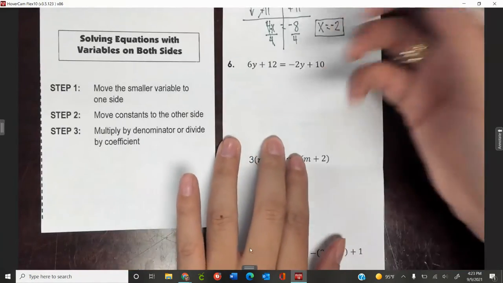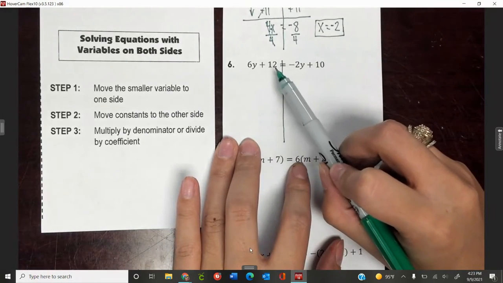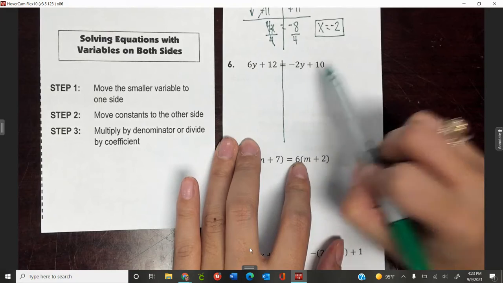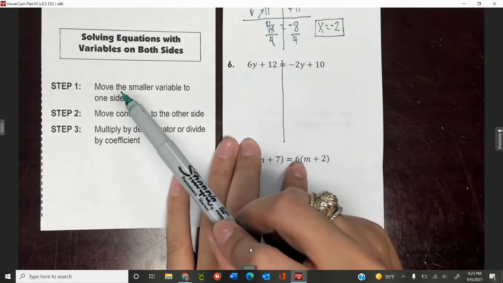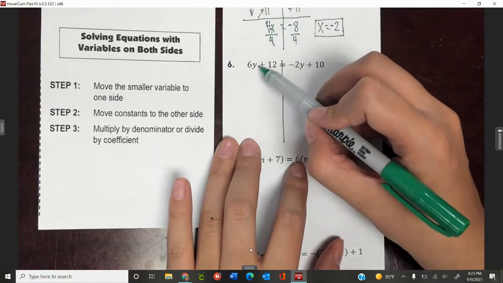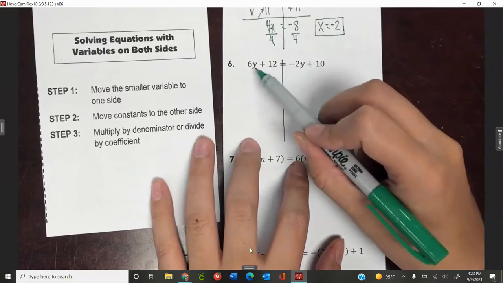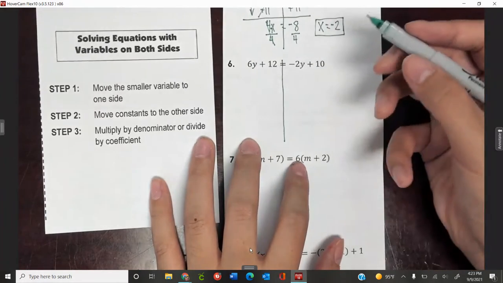Let's go ahead and look at number 6. So start off by drawing a line through your equal sign. We have 6y plus 12 equals negative 2y plus 10. So step 1 tells us to move the smaller variable to one side. So my variables, I have 6y and negative 2y. Which one is smaller? Negative 2 is smaller than 6.